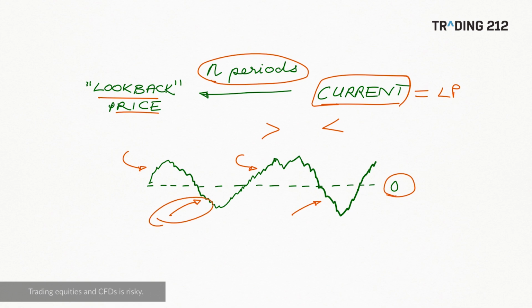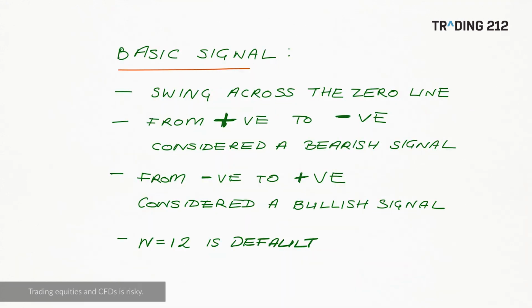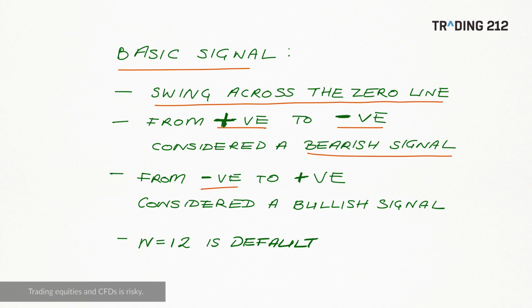So this phase here, say, is showing a negative value for the ROC, so the market price at that time was weaker than it had been n periods ago. And then this switch up through the 0 point and into positive is showing a shift in the momentum, moving into an upward phase. And here we have a basic signal for this indicator, which is a swing across the 0 line. A swing from positive into negative is generally considered a bearish signal, and from negative to positive is generally considered a bullish signal.